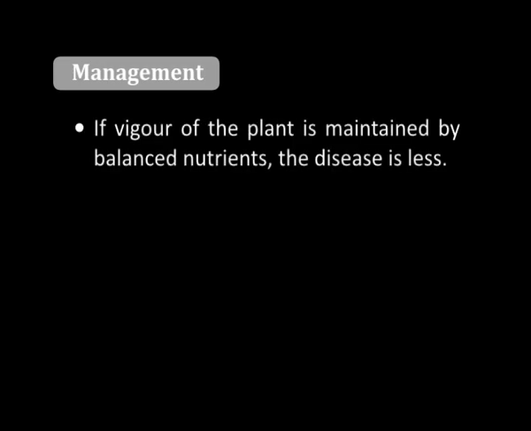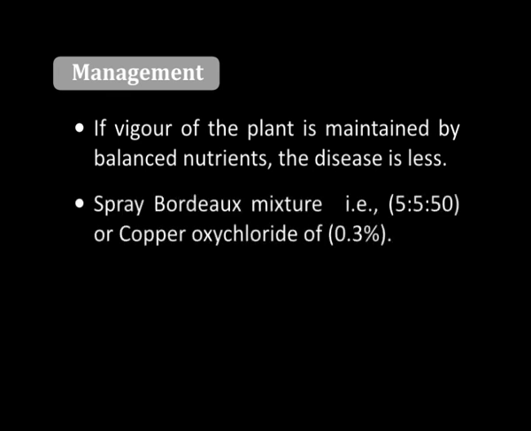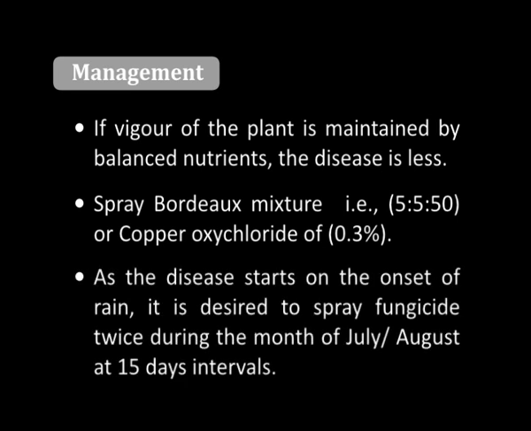Now coming to the management of the disease. If vigor of the plant is maintained by balanced nutrients, the disease is less. Spray Bordeaux mixture, that is 5:5:50 or copper oxychloride of 0.3%. As the disease starts on the onset of rain, it is desired to spray fungicide twice during the month of July or August at 15 days intervals.